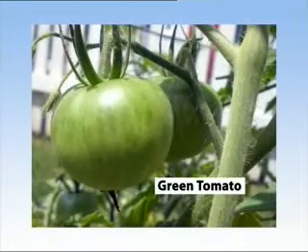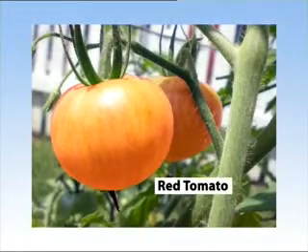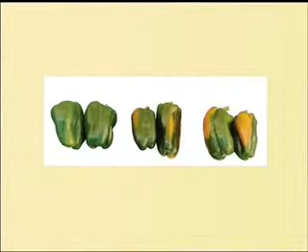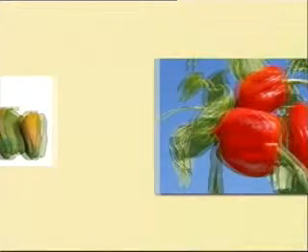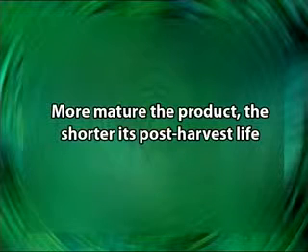Climacteric fruits such as tomato reach full red color even when harvested green. On the other hand, in non-climacteric fruits such as bell peppers, slight changes in color take place after harvest. Full red color is only obtained while the fruit is attached to the plant. As a general rule, the more mature the product, the shorter is its post-harvest life.